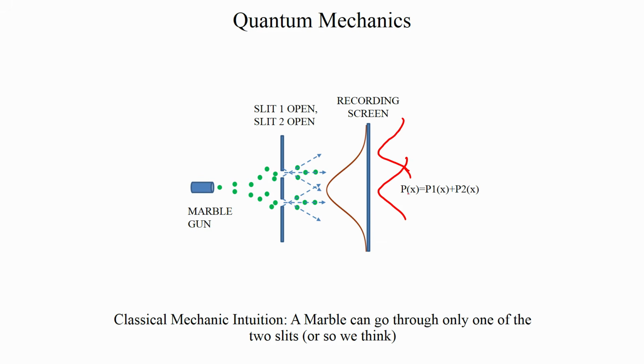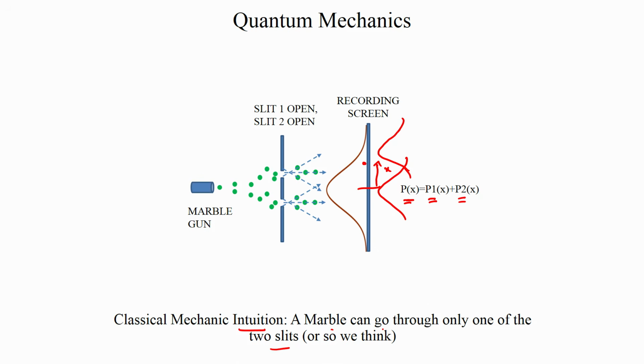So, essentially the probability that a marble impacted the screen at some point x from this reference is, let us say, p of x, and that is simply the summation of the probability that the marble came through slit 1 and impacted the screen, and that the marble came through slit 2 and impacted the screen. So, it is just a summation of these two probabilities. And what is important is that we have this intuition that a marble can only go through one of the two slits. So, it cannot go through both slits. So, now that is what the experiment with marbles tells us.